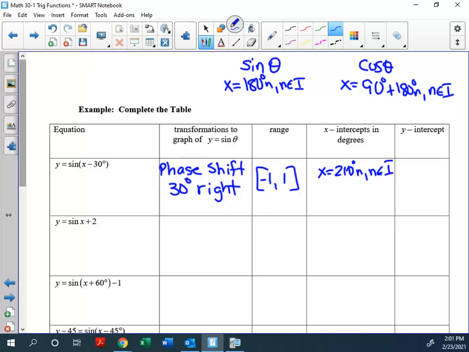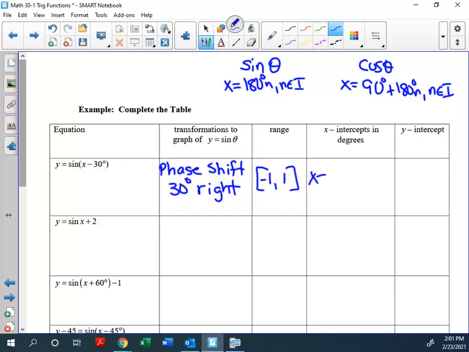Well, that doesn't make any sense, does it? Because do I want it happening every 210 degrees? Does that make any sense to anybody else? So we know that's wrong just by inspection. It doesn't hold water. This doesn't operate the same way as a stretch does.